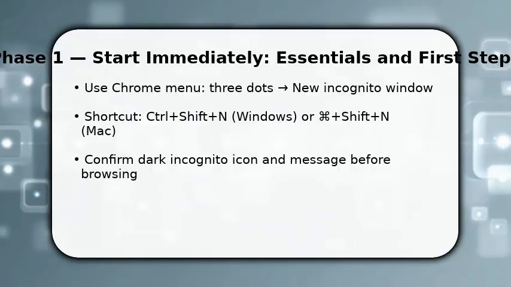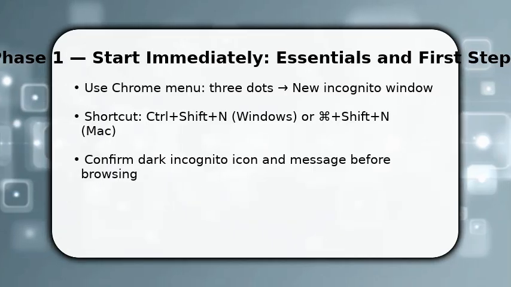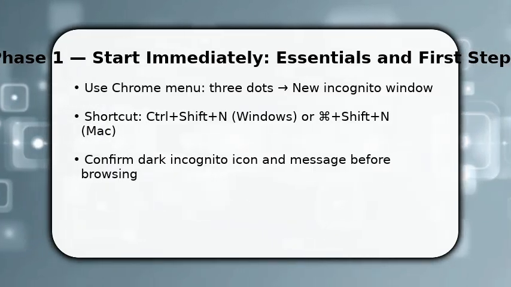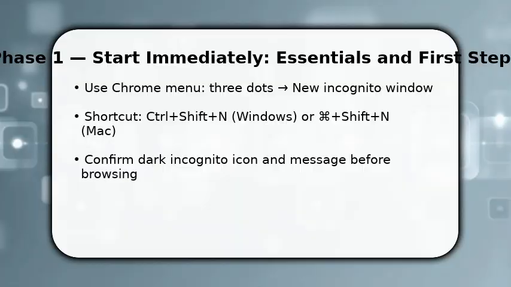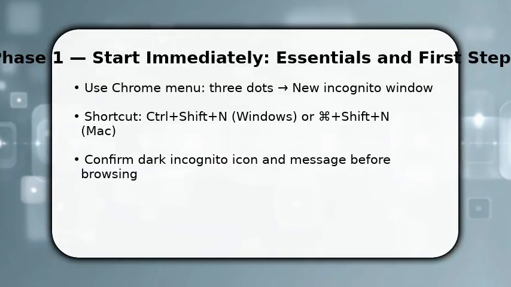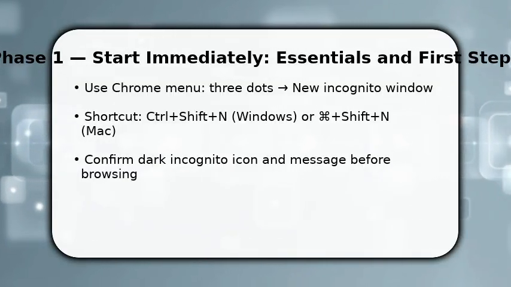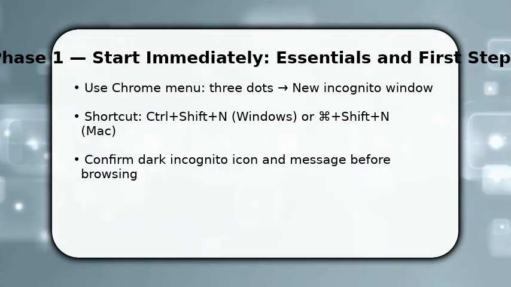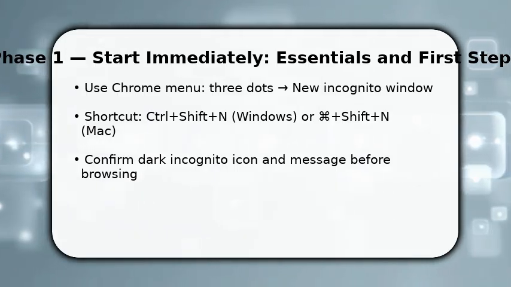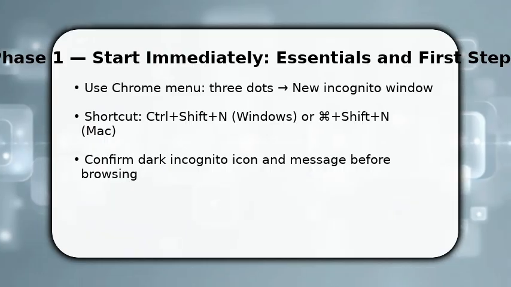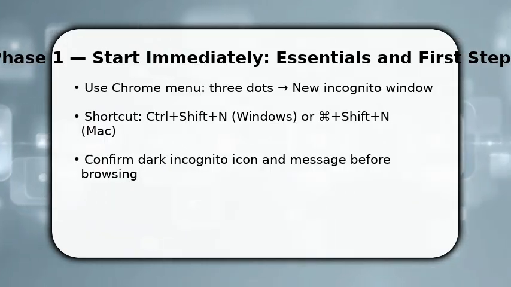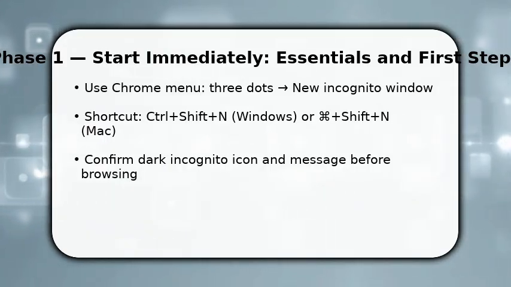You start by opening an incognito window immediately. This prevents Chrome from saving local history and cookies for that session. Click the three-dot menu or press Ctrl plus Shift plus N on Windows or Command plus Shift plus N on Mac. Once done, make sure you see the dark hat and glasses icon and the brief explanation text. This verifies you're in the right mode.